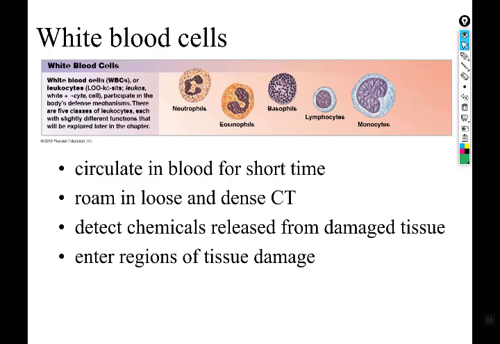So, we talked about red blood cells, how they're made, what's on their surfaces, details about typing, and now we're moving on to white.